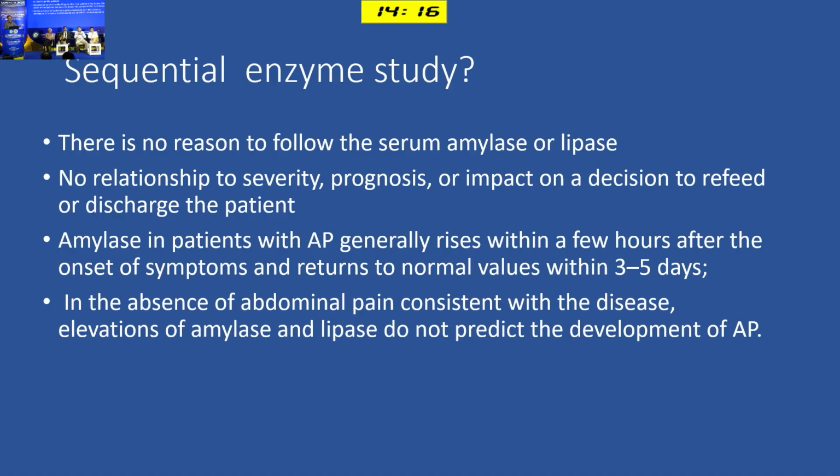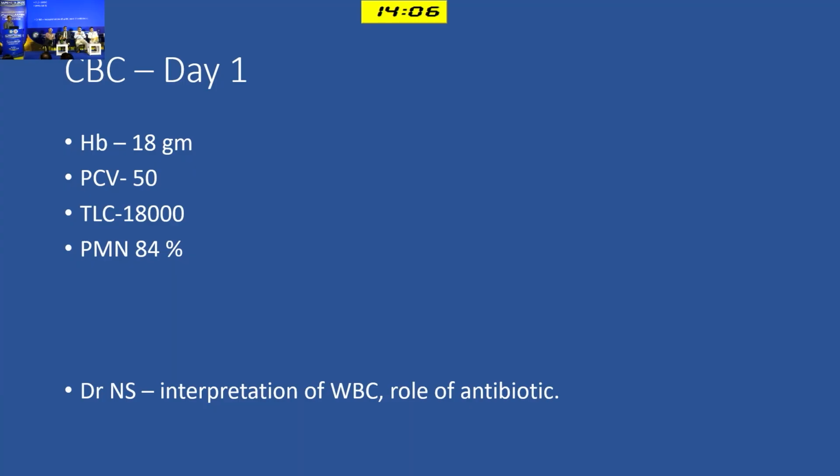Amylase rises earliest, then gradually comes down. So if you want to detect pancreatitis on day 2, day 3, day 4 of pain, you have to go for lipase rather than amylase. So this is the CBC on day 1. TLC is raised, hemoglobin is 18 grams percent, PCV of 50.